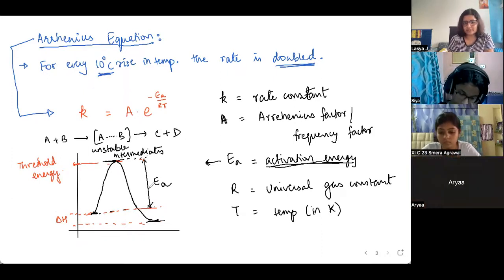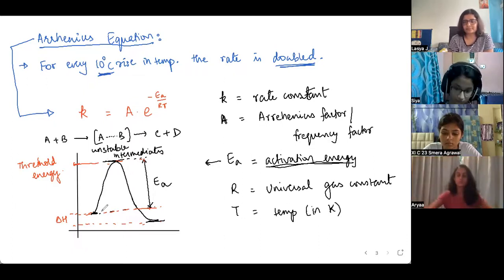Activation is from here to here, this difference, because the reactants already are at a certain energy level. So taking out this difference, that is activation. This point on this graph, this is the threshold energy.